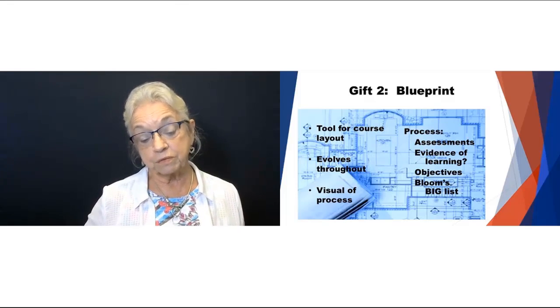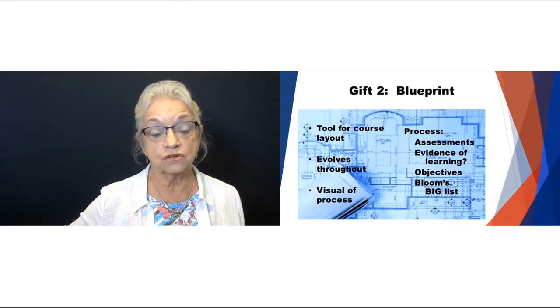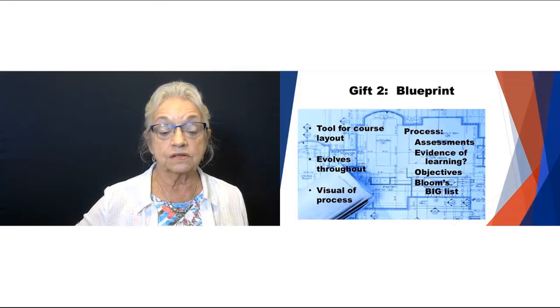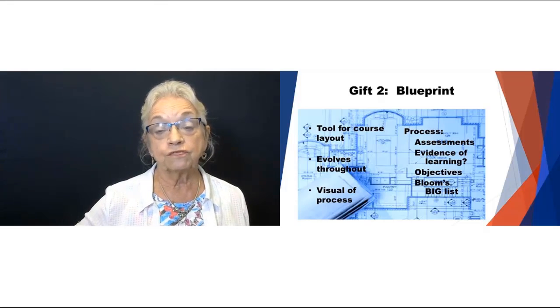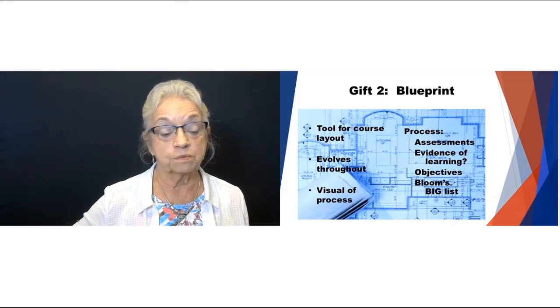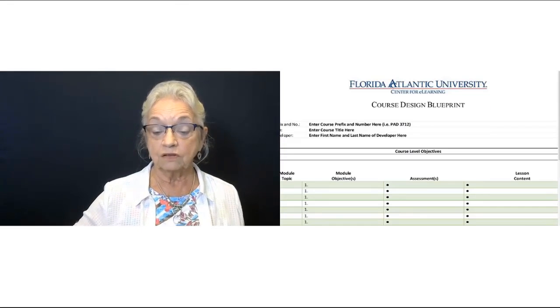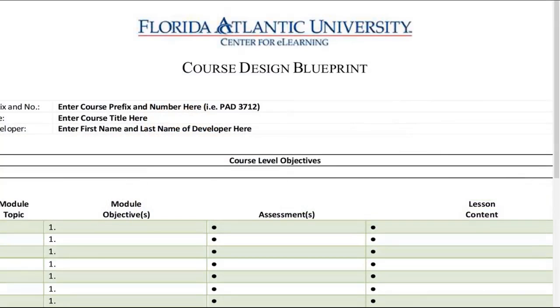Bloom's Big List is the one that I just showed you. What I'm going to show you right now is the template for creating this blueprint. Of course, it looks like a pretty bare document here. But it does indeed build, as we put in the assessments and activities, think about where we want them to go, and put in the course level objectives. I'm going to show you in just a minute how we link those things together.